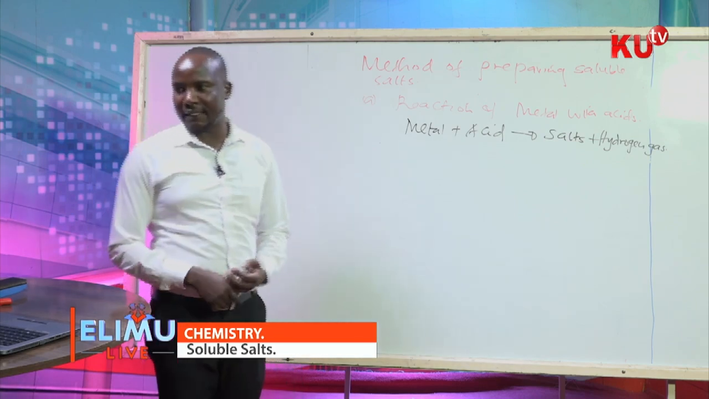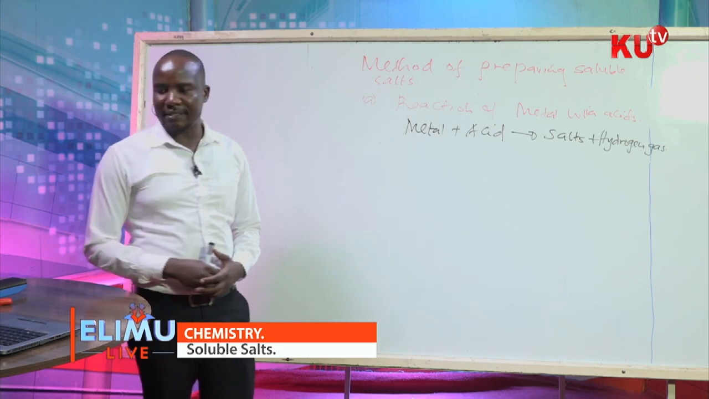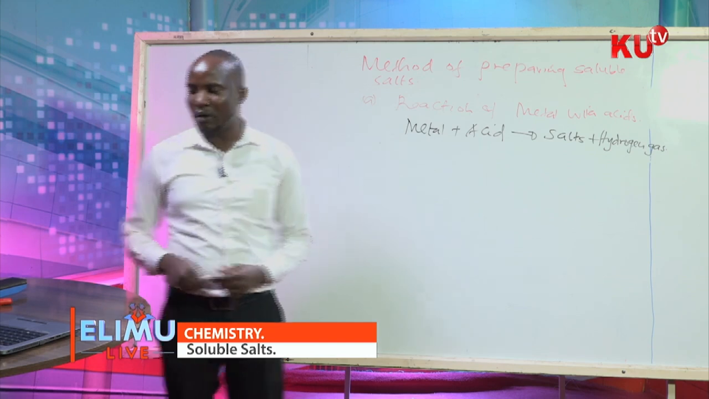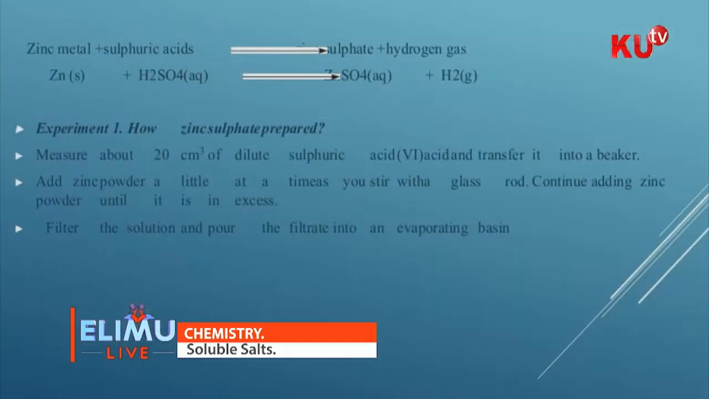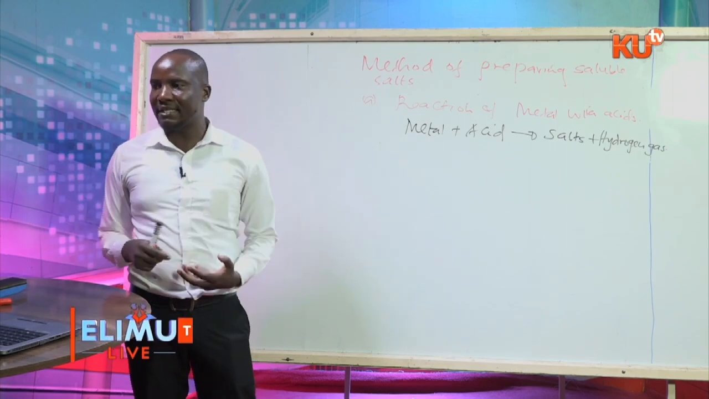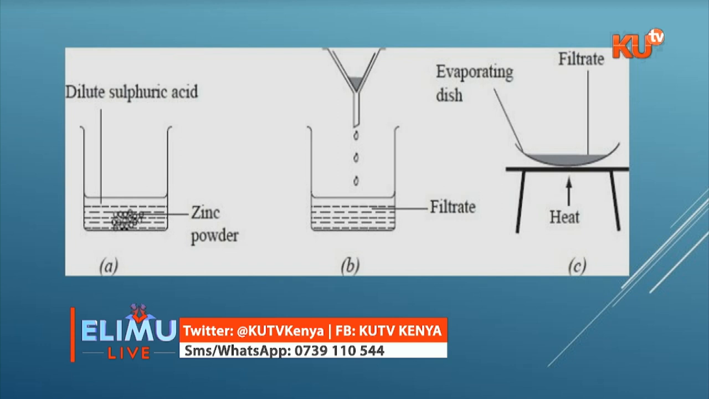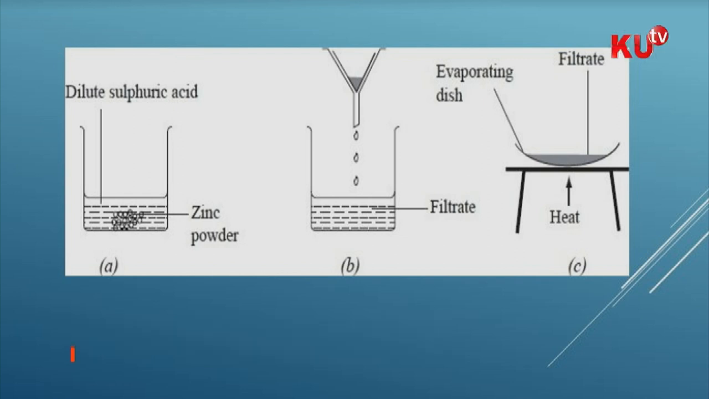In the slide that I'm projecting on the screen, first, you measure about 20 centimeters cubed of dilute sulfuric acid into the beaker, then add zinc powder to the sulfuric acid that you have measured. Then filter, as in the diagram, part B. You can see how you filter. In Form 1, you learned how to fold the filter paper. You insert it in the filter funnel, and then you filter as in part B. You collect the filtrate, and what remains in the filter paper is the residue.